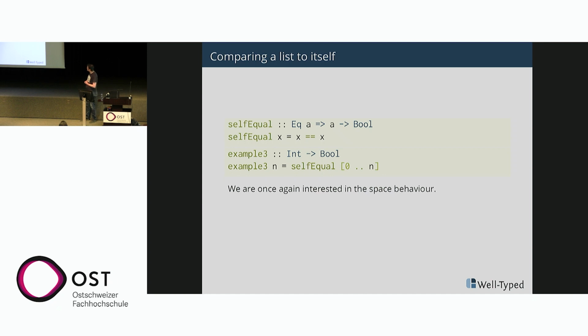So if we apply self-equal to a list again from 0 to n, what's the space behavior? I guess again the question is constant or linear. Let's do it again. Who is in favor of constant? Well, that's getting fewer. Who is in favor of linear? Ah, good, yeah. I already tricked most of you.